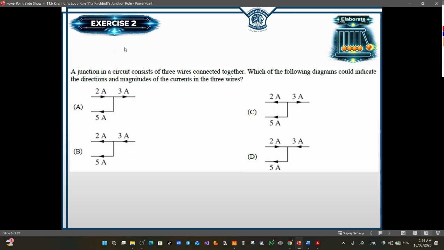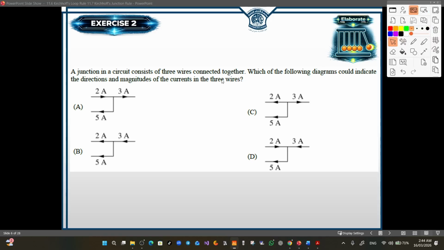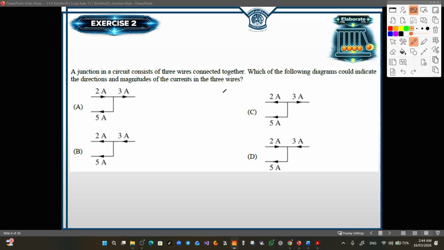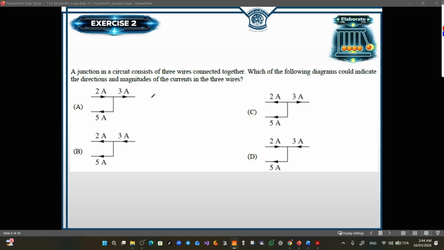Now next, exercise 2. A junction in a circuit consists of three wires connected together. Which of the following diagrams could indicate the direction and the magnitude of the current in the three wires? Again, here we need to apply Kirchhoff's junction rule in the given three cases. So let's start with the first one. We know that Kirchhoff's junction rule says that the summation of I in must be equal to the summation of I out.